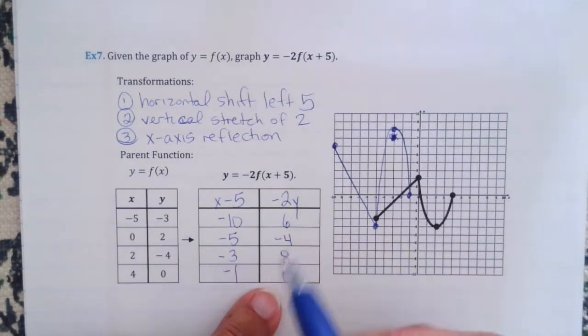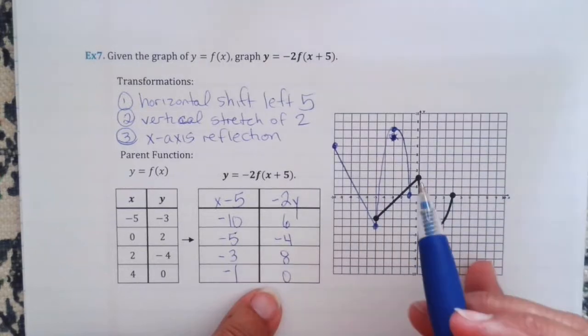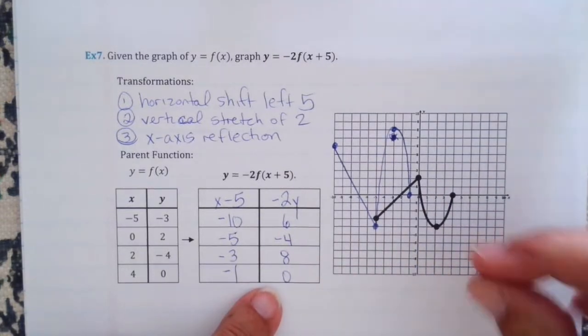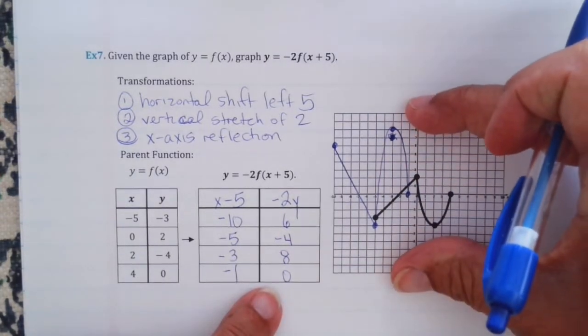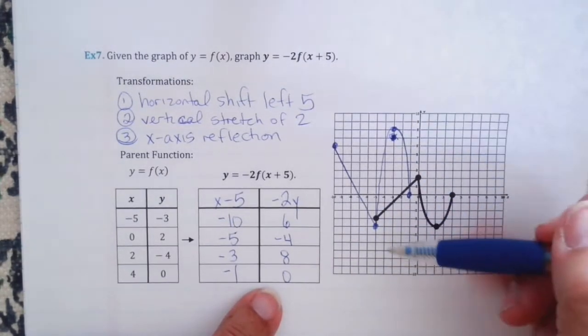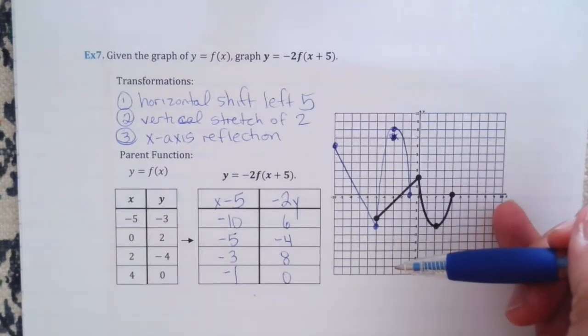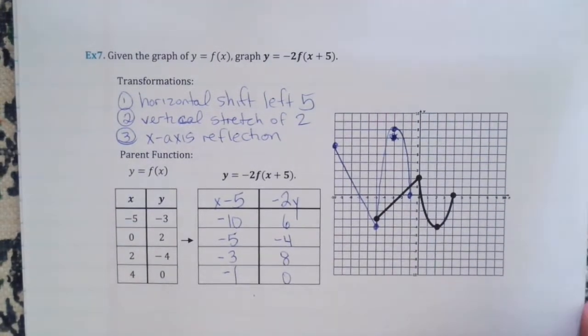All right, so pay attention to the order that it goes. So did we do what it said? Did we stretch it? So it went from here to here. Yes, we did. We went left 5, and then we reflected this over the x-axis, right? So all of that worked out.